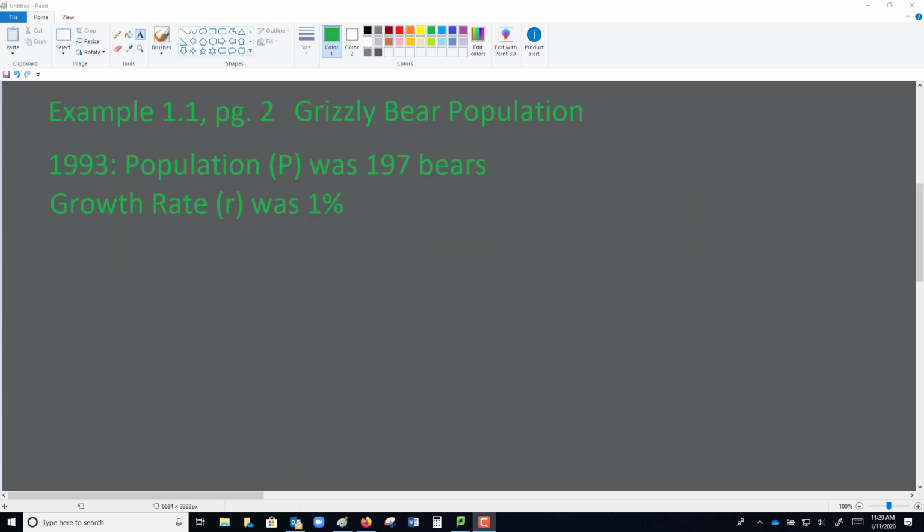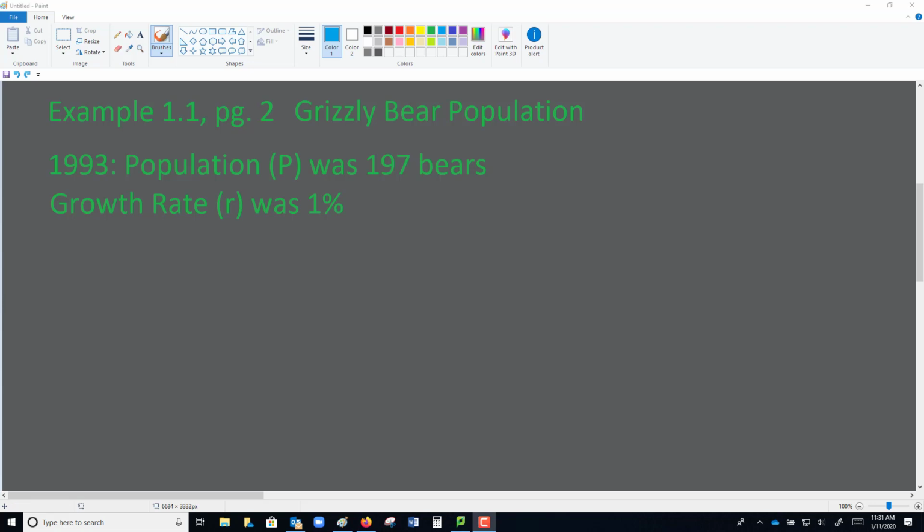So let's just jump into the first example of using these models, the first example of the book on page 2 about modeling grizzly bear population growth. I encourage you to read the description to begin this example, but I'll just give you the basic rundown: the population of grizzly bears in Yellowstone Park was 197 bears in 1993. After that point, they were growing at a rate of 1%.